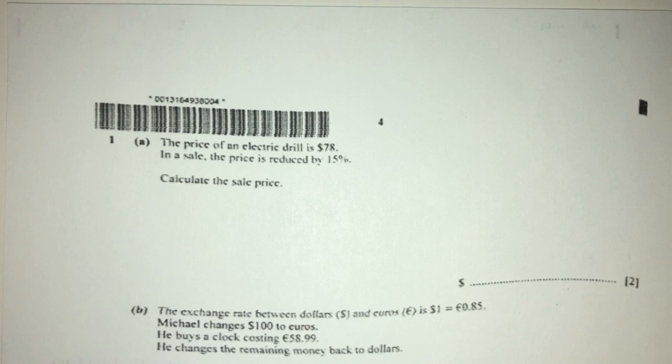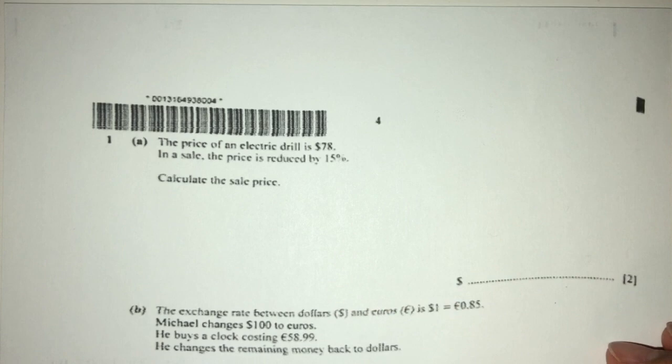Now, with that being said, let's move on to question number 1. So here what do we have? We have the price of a drill, which is given as $78. Now in a sale, the price is reduced by 15%. We have to find the sale price.